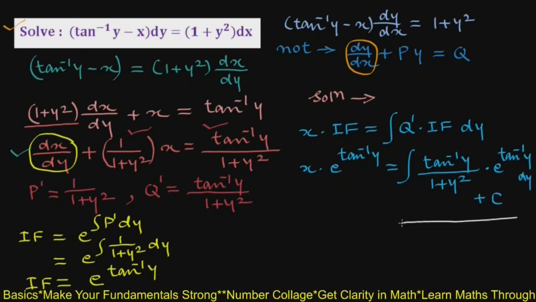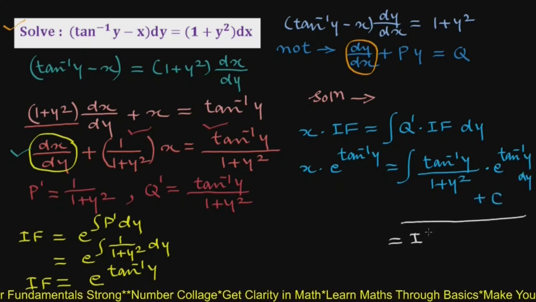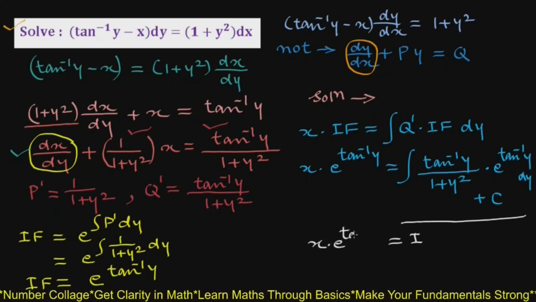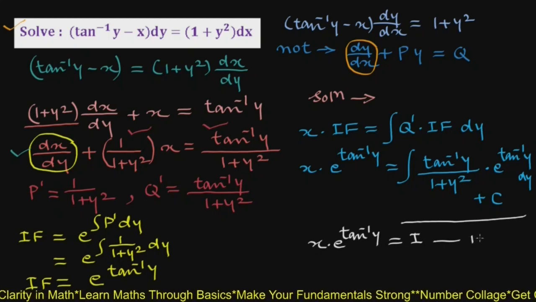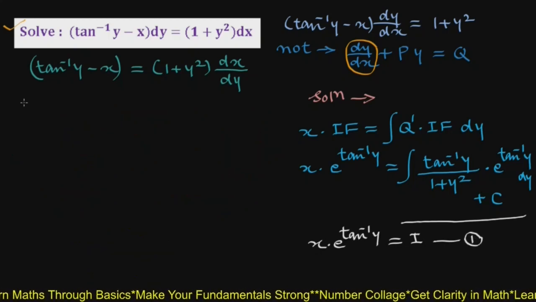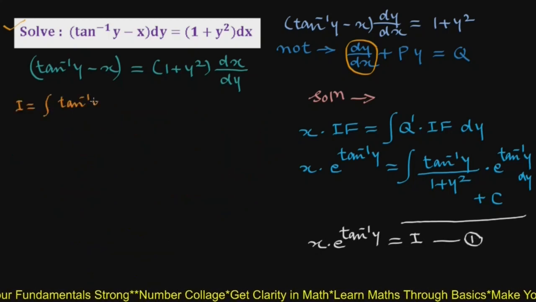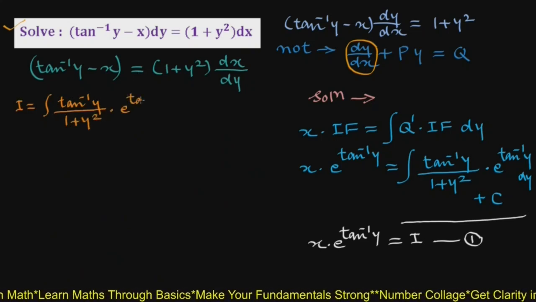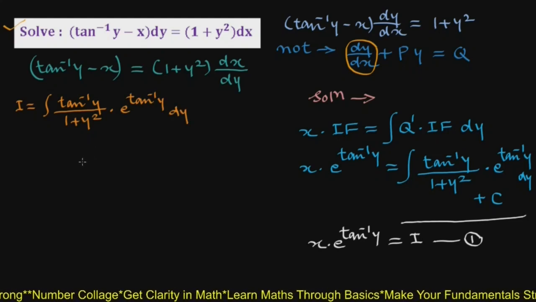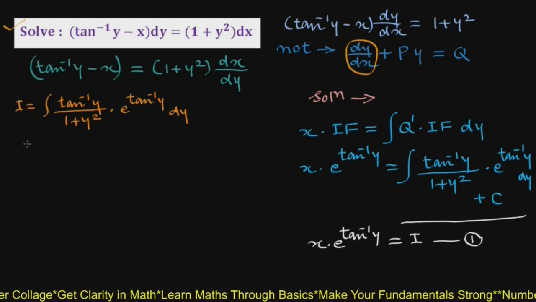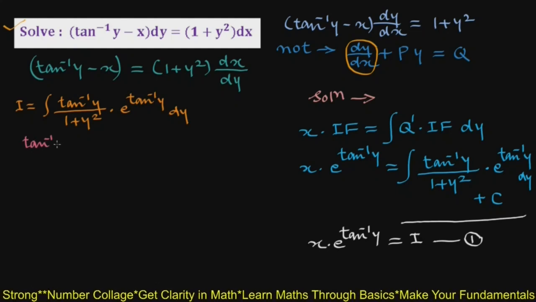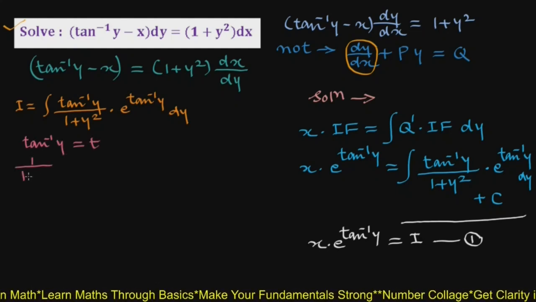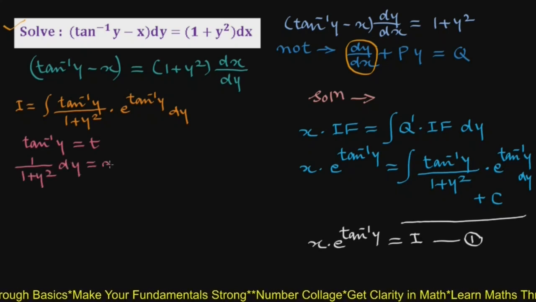We will name this integral as I and solve it separately. So we have x into e raised to tan inverse y equals I. We name this equation 1. I is integral tan inverse y upon 1 plus y square into e raised to tan inverse y dy. We will solve this integral by substitution. So we will substitute tan inverse y equals t. Now differentiating, 1 upon 1 plus y square dy equals dt.